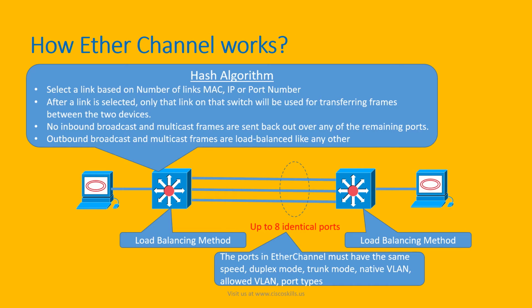In an EtherChannel, there's a built-in mechanism to protect the links from loops, and it's stated by two rules. The first rule is no inbound broadcast and multicast frames are sent back out over any of the remaining ports. What does this mean?